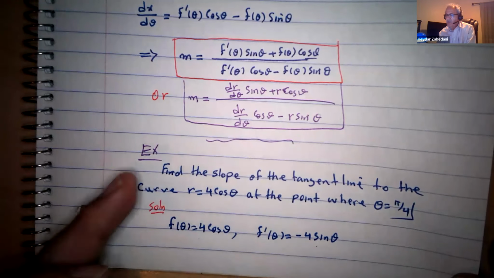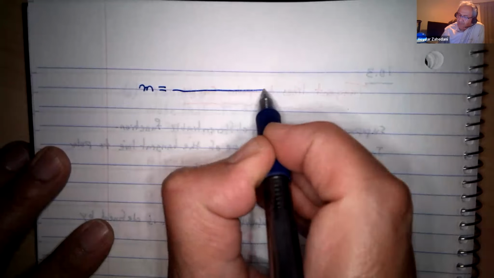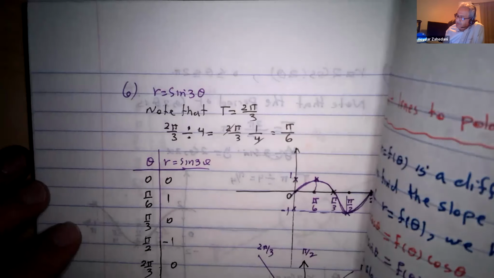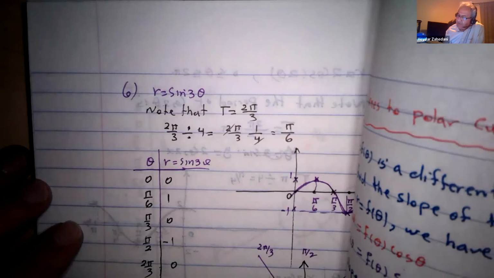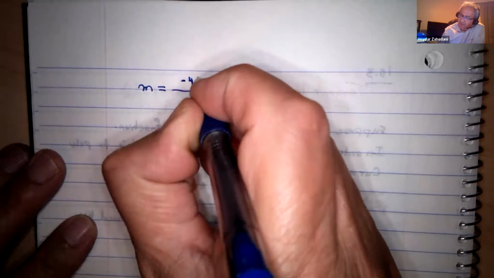I substitute, and then I evaluate at theta equal to pi over 4, and then we're done. So this is going to be the slope when you substitute those formulas. So m is equal to, where we have f prime of theta on the top, f prime of theta times sine. The f prime is negative 4 sine of theta.